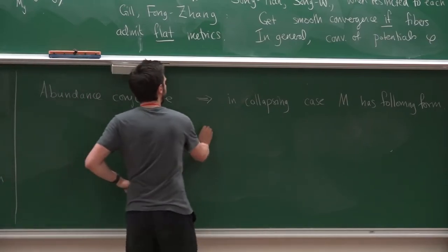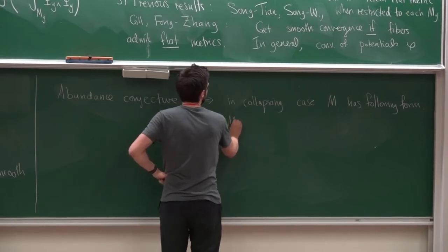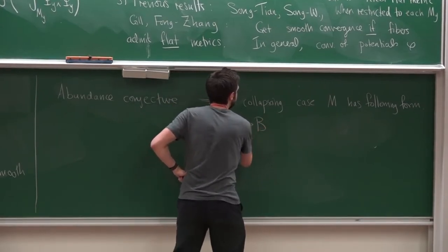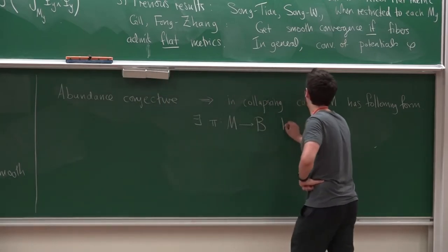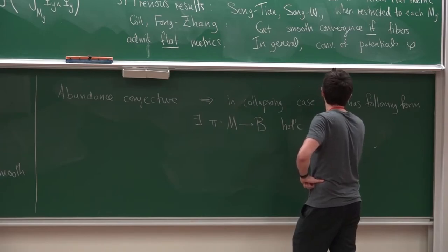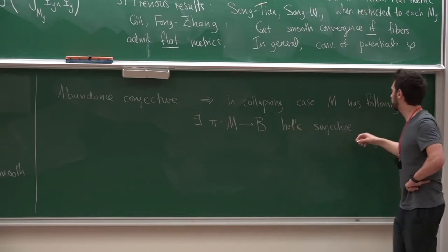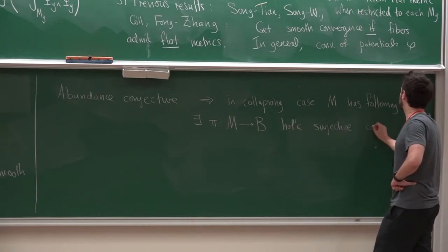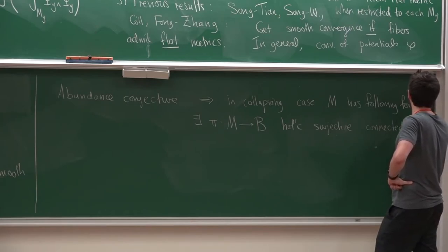So we have that there exists a holomorphic map, pi, from M to B, where this is now a holomorphic surjective map. It's not going to be a submersion, though. This is going to be what's called a holomorphic fiber space. Maybe it has connected fibers. But more, and what is B?